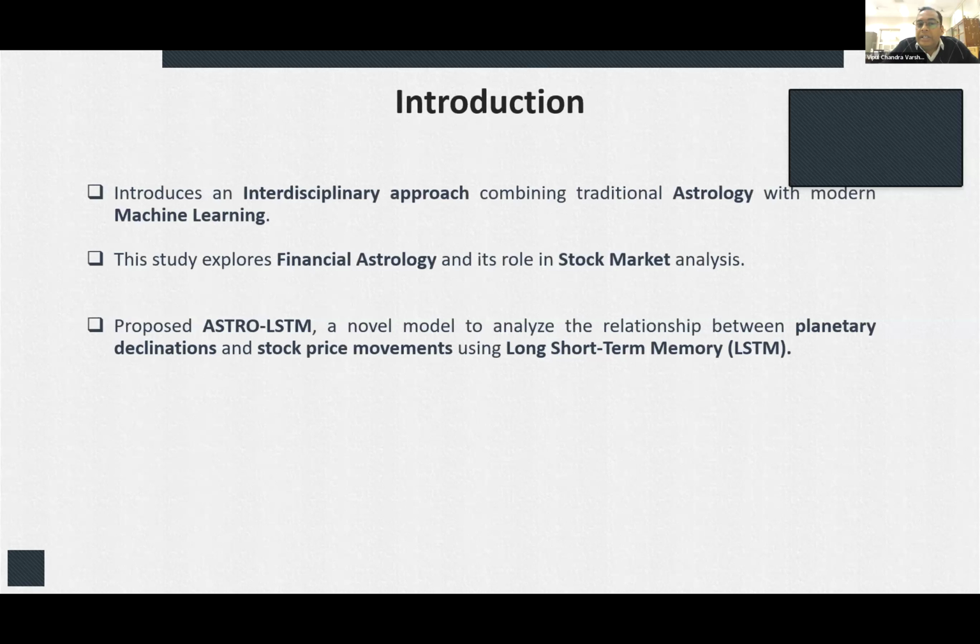Basically, this is an interdisciplinary approach combining traditional astrology and modern machine learning. Specifically in astrology, we have covered a branch called financial astrology and its role in the stock market. Financial astrology deals with the movements of celestial bodies. Further, we have proposed a novel model, Astro LSTM, to analyze the relationship between planetary declination and stock market movements using the LSTM network.